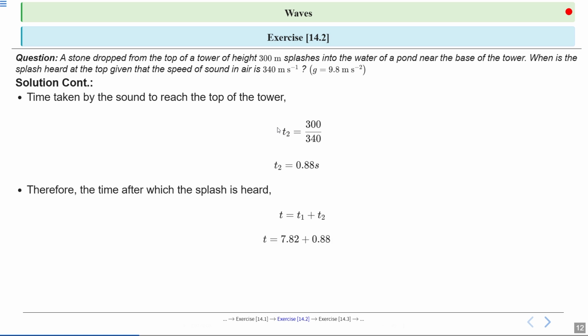So, t equal to 7.82 plus 0.88 represents an addition problem where the variable t is the sum of two decimal numbers. To solve it, simply add 7.82 and 0.88. After addition, we get the time t equal to 8.7 seconds. Clear?